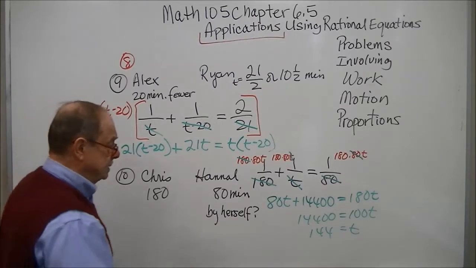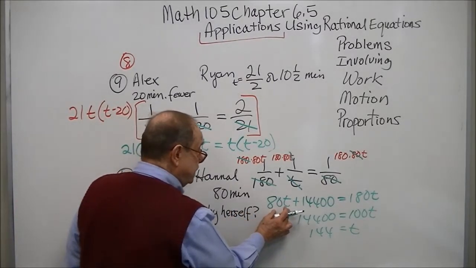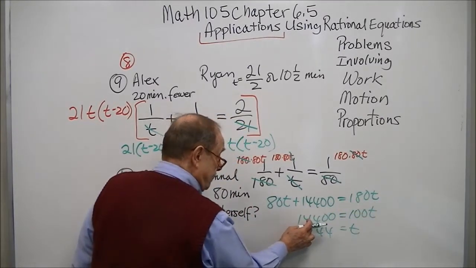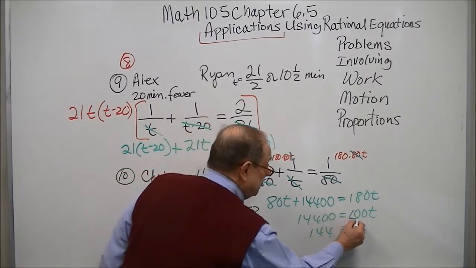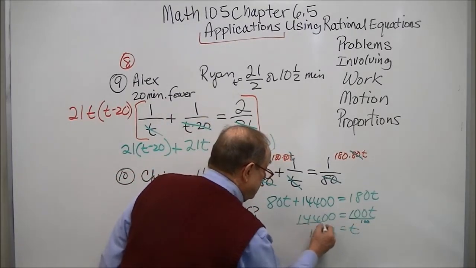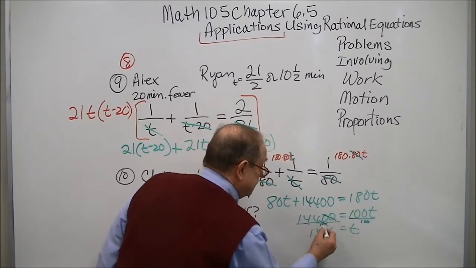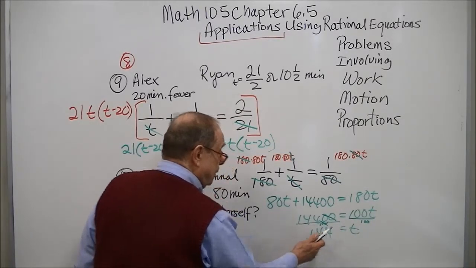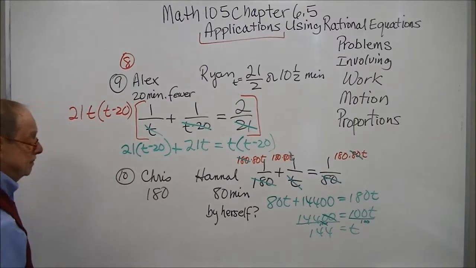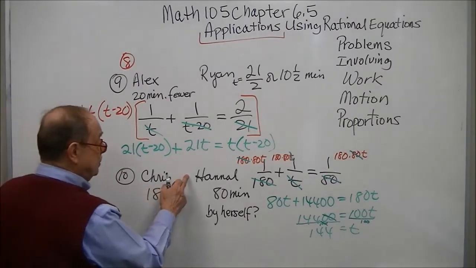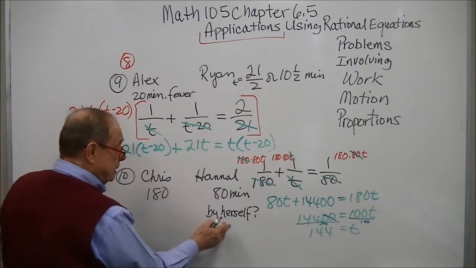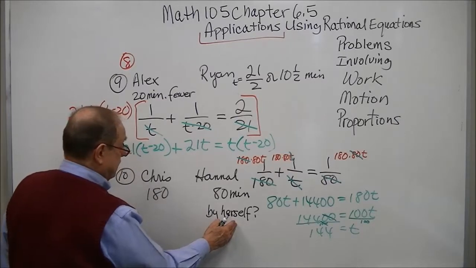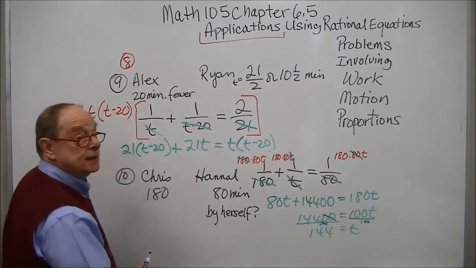So now it looks a little easier. We're going to subtract 80t from both sides, and we get 100t equals 14,400, and we divide by 100, and that just takes out those last 2 zeros. So we get t equals 144. Now, what does that t mean? Well, it's the time it would take Hannah to clean the stable by herself. So we thought Chris was fast, but actually Hannah's doing a better job here.